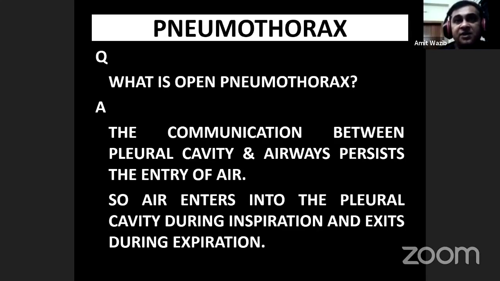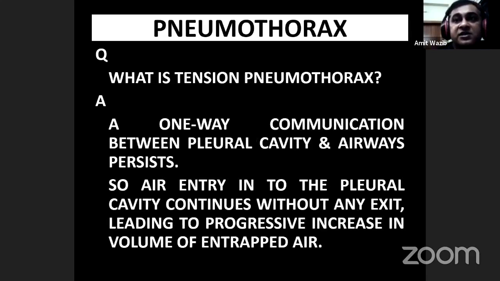There is a third type, where a communication persists between the airways and the pleural cavity, but the communication is one way. Not like the open pneumothorax in which the air can get in and get out. Here the air can only get into the pleural cavity, but it cannot get out of it. So there will be a progressive increase in the volume of air in the pleural cavity. The increasing volume of air will compress the lungs, then it will compress the mediastinum.